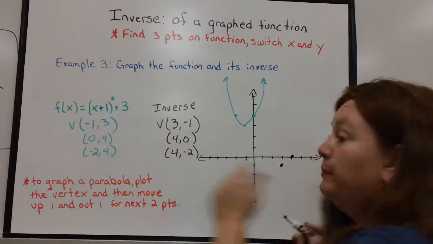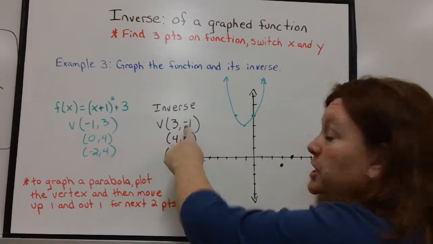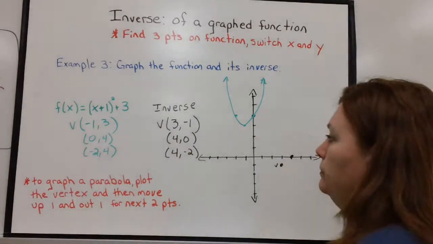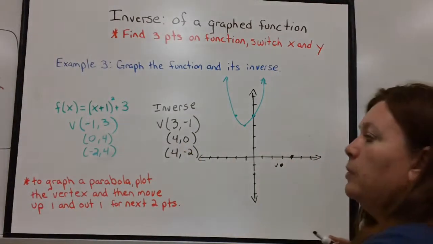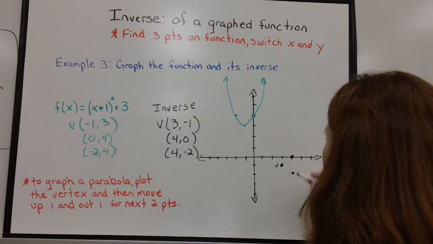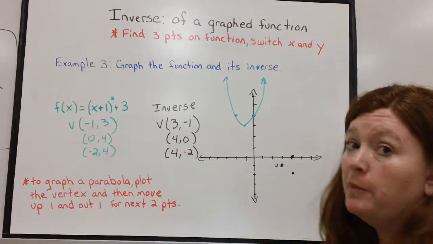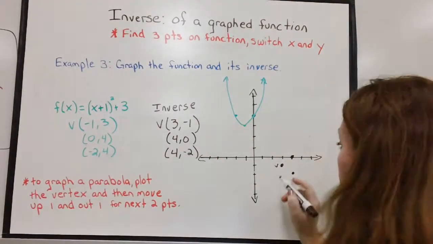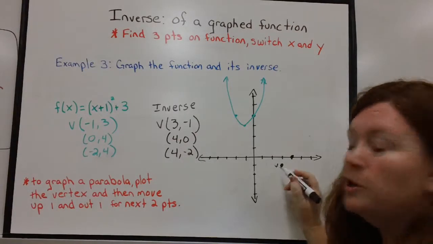And by the way, this first one was a vertex, so I'm going to put a little V next to it just so I remember. 4, 0, I plotted that point. 4, negative 2 is right here. Now you remember, the inverse of a parabola is another parabola. This is my vertex, so draw your parabola.